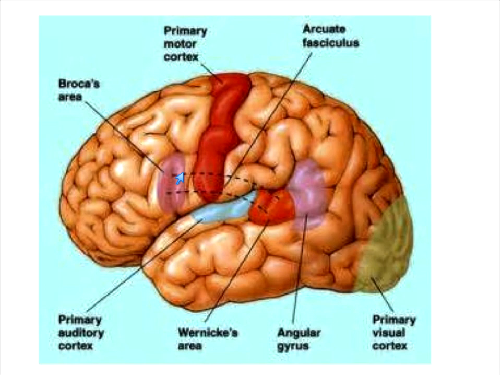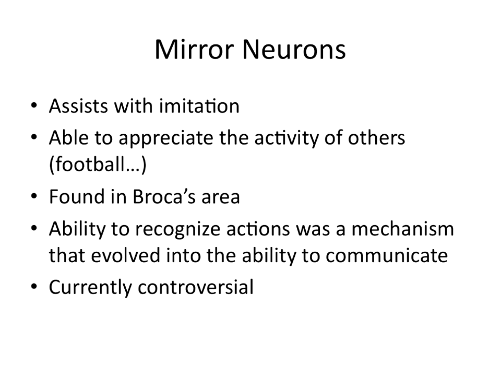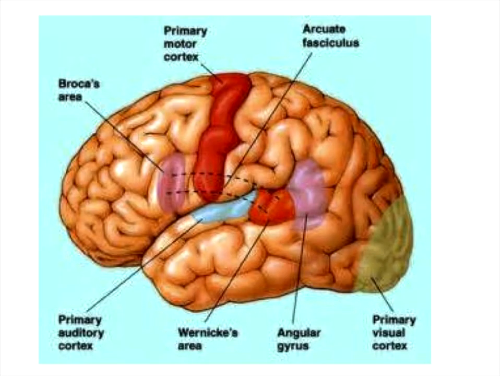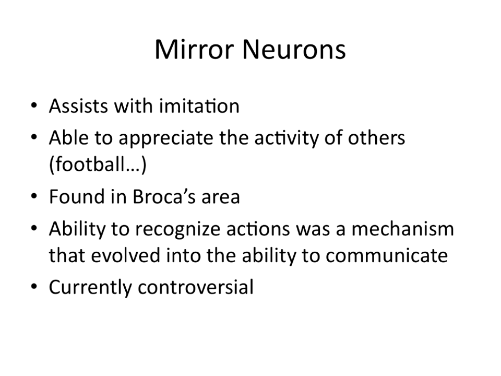There you go. So that's just a quick summary of the brain. Now within that brain, they say that found in Broca's area, right here, for speech production, is something called mirror neurons. What they think about mirror neurons is this: it helps to assist with imitation, because it's like looking in a mirror. You're looking at somebody do something and then you try to imitate it.